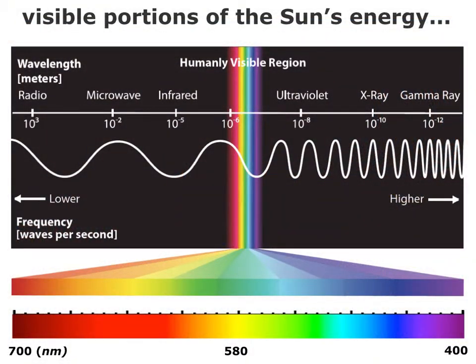The portion of the sun's energy that is actually visible to humans is just a small sample of the sun's radiation. The humanly visible range spans roughly 400 nanometers on the short wavelength end to 700 nanometers on the long wavelength end. Beyond 400 nanometers, ultraviolet light wavelengths occur, and on the other end, beyond 700 nanometers, are the infrared wavelengths.